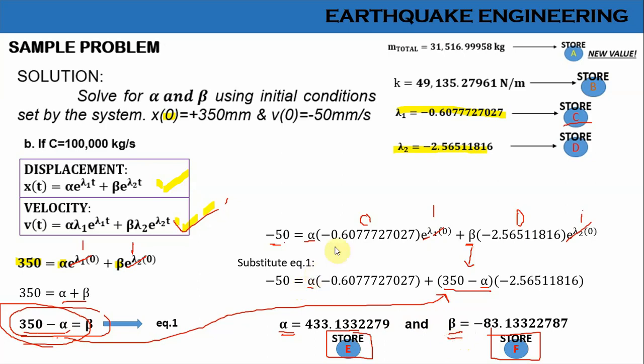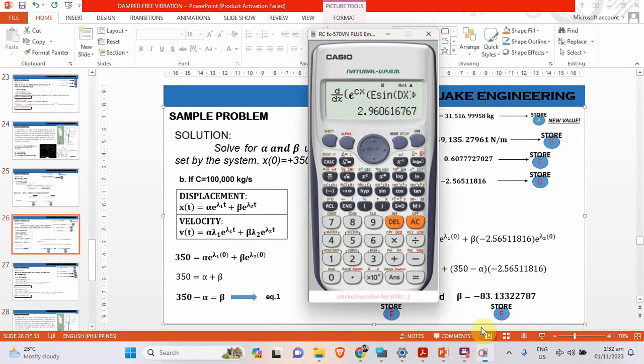Okay? Okay, this method is what we call the substitution method. You can also use your calculator's two equations, two unknowns mode. But I highly suggest that if you want to store values, use the substitution method, because with the substitution method you can store the values of alpha or beta. Whereas with two equations, two unknowns, you cannot store. It will not show, or it cannot be stored.